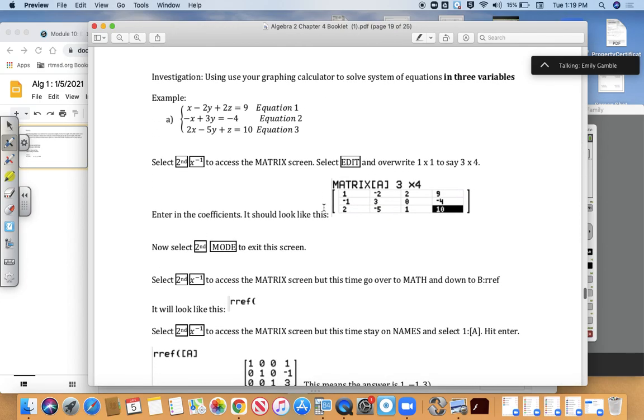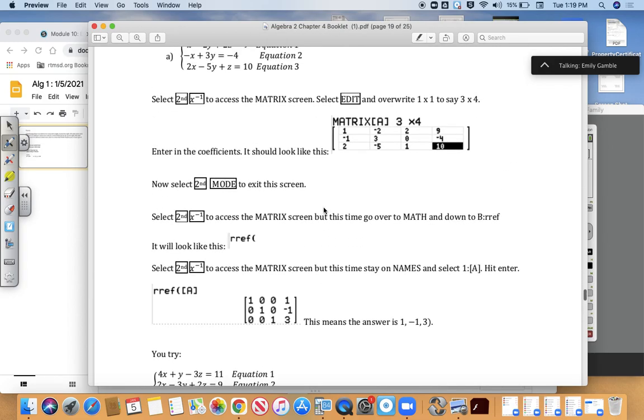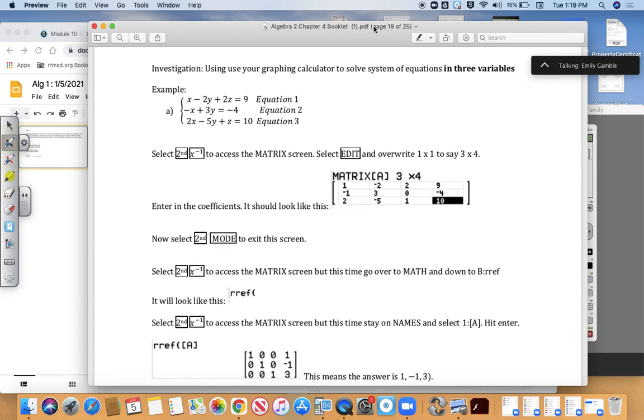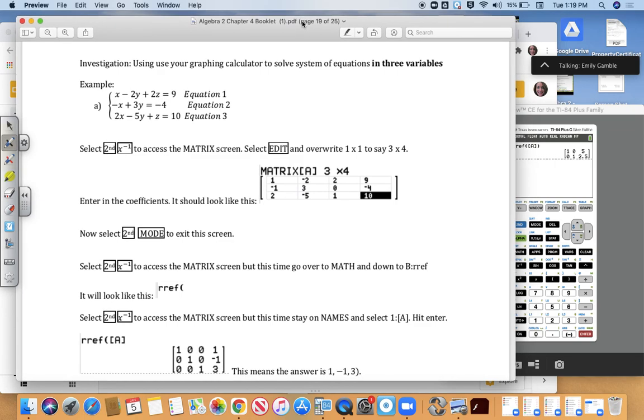We're going to continue on with this page in our notes and finish out section 4.5 now. So if you can get out your notes, please. The next thing we're going to be doing is using a graphing calculator to solve a system of equations in 3 variables. So here's an example of 3 equations.